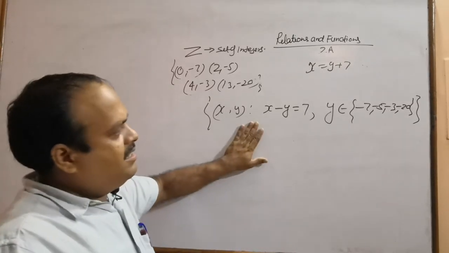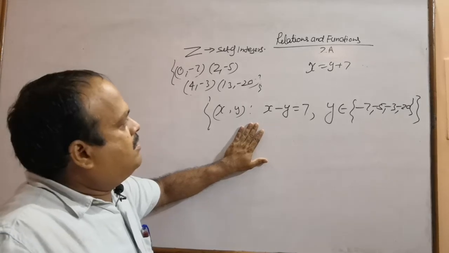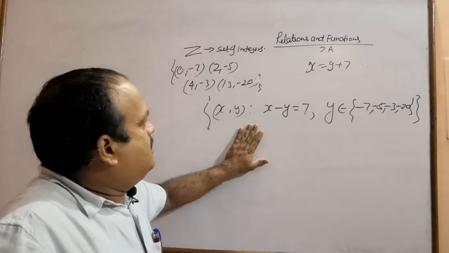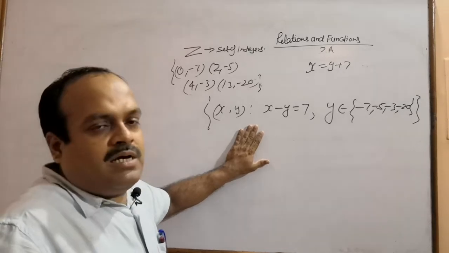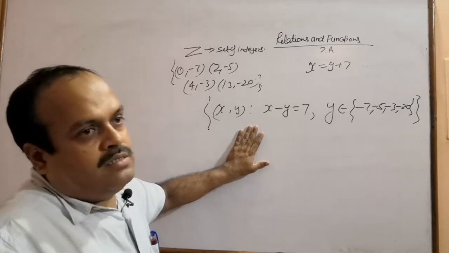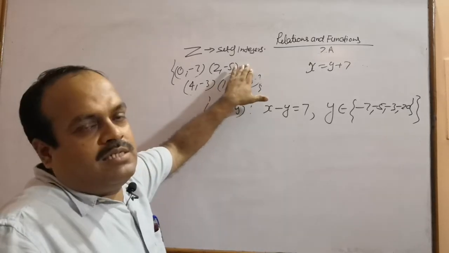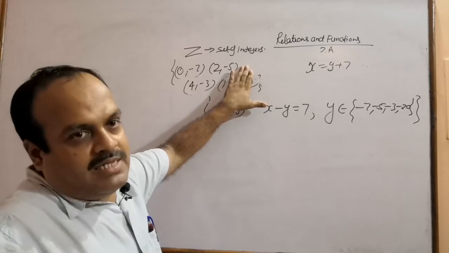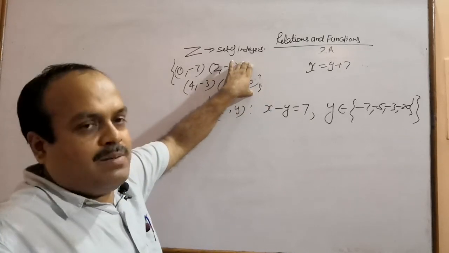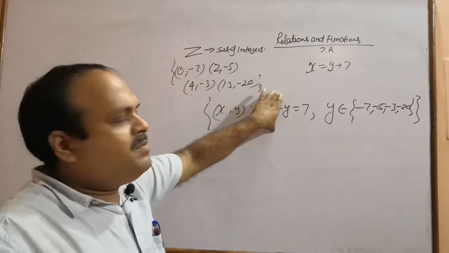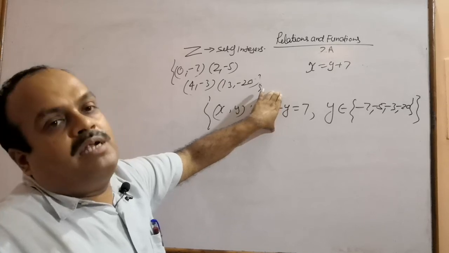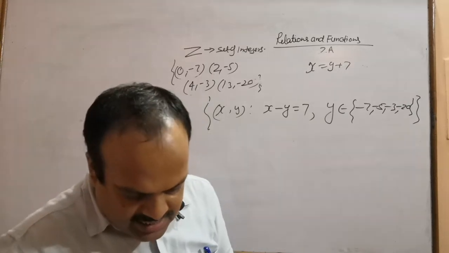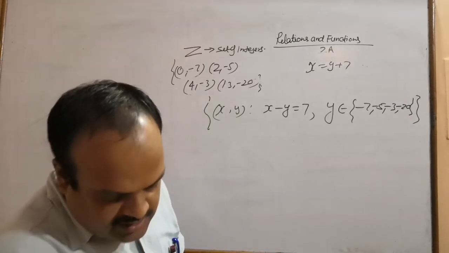So this is the rule method or set builder form of relation, while this is the tabular form or roster form of the relation. This form of the relation is tabular or roster, and this form of relation is called set builder form or rule method. Next is question number 6.